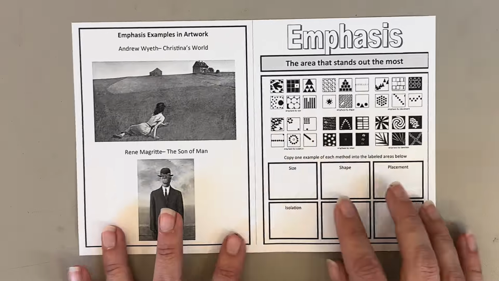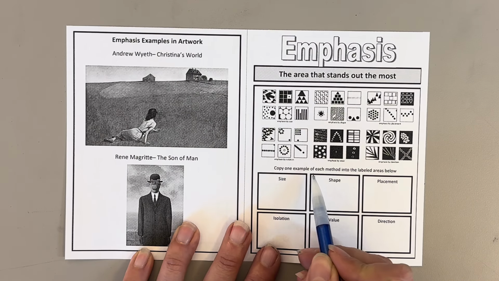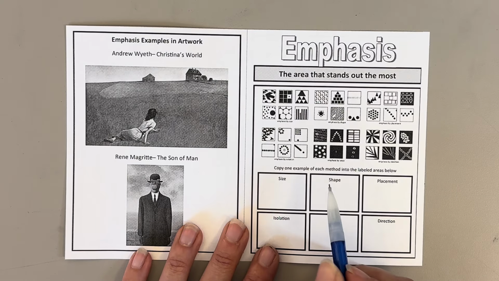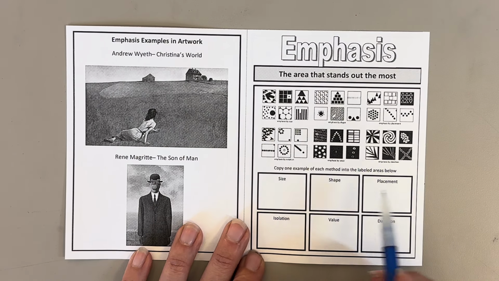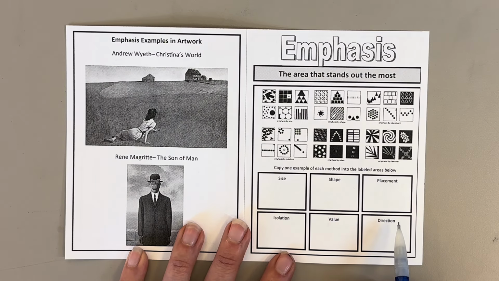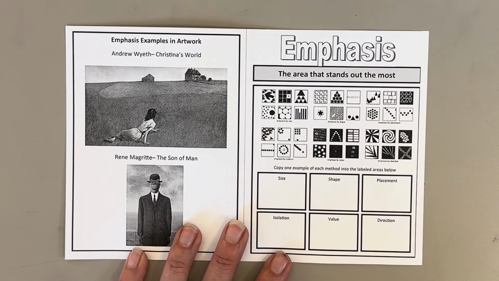Now for our practice today, the instructions say, copy one example of each method into the labeled areas below. So we are going to practice using size, shape, placement, isolation, value, and direction to help us practice ways that you can do this in your own artwork.